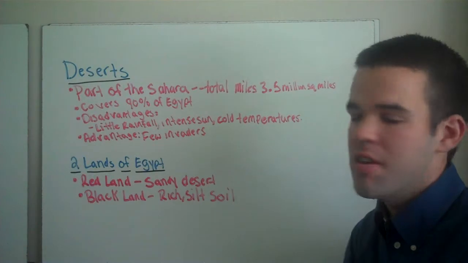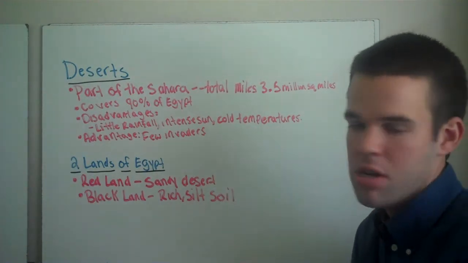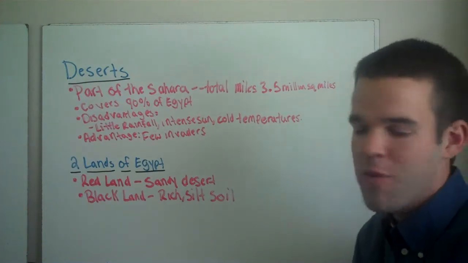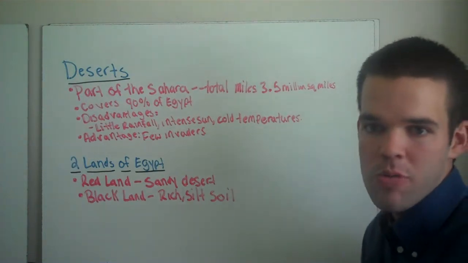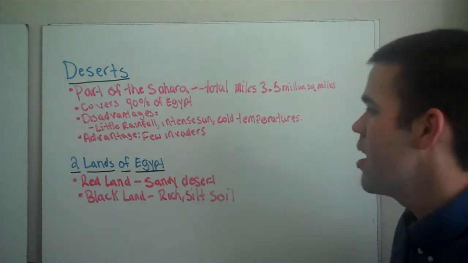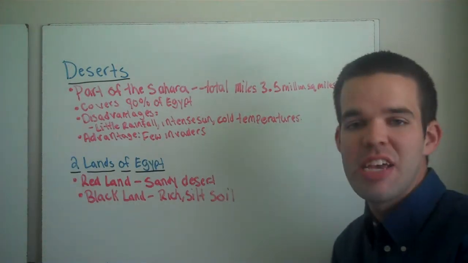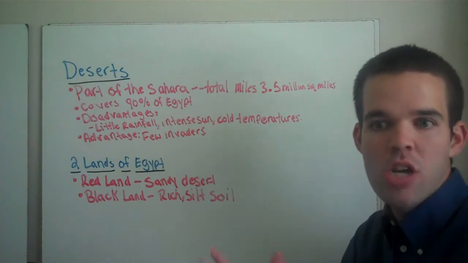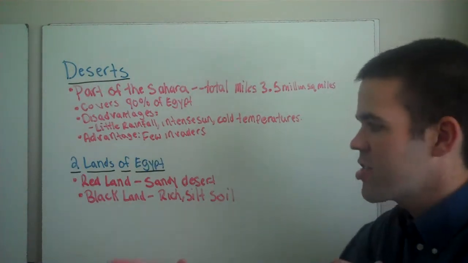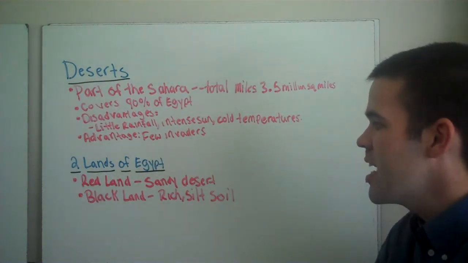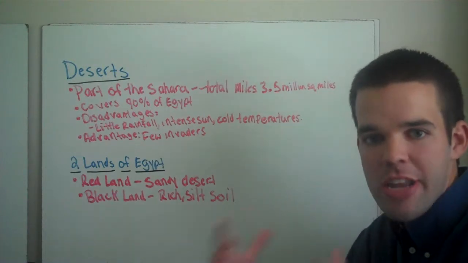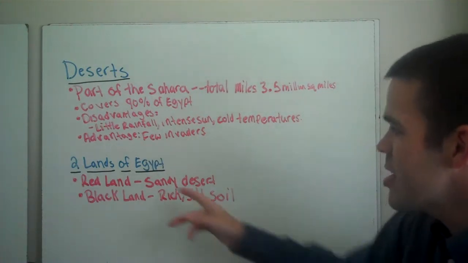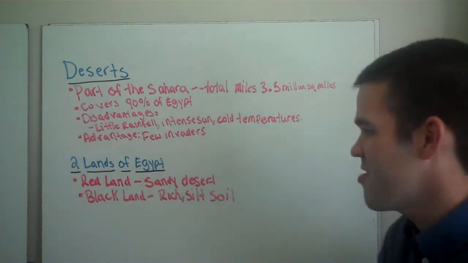There are advantages. Few invaders come through the desert. Number one, they can't make it through because it's so hot and they're not ready for it. Another reason, they just don't want to because it is hot. There are also two lands of Egypt. There's the red land. The red land, red, orange, yellow, those colors kind of go in the same family. Anytime red, yellow, and orange go together, it basically means hot, sandy, desert. So the red land is sandy desert.